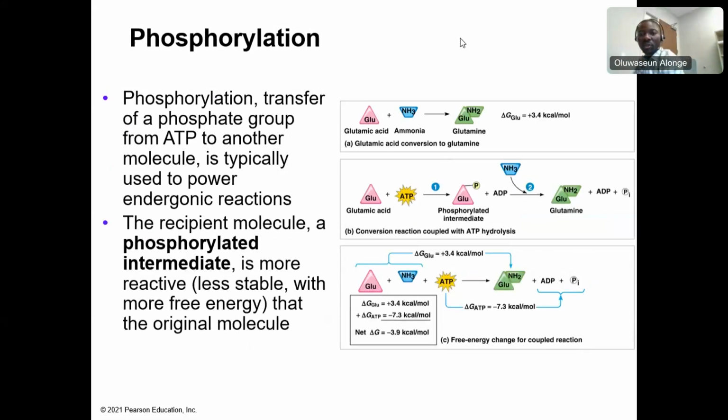Now, in essence, this is what we are talking about. So you see, I told you that the terminal phosphate released from the ATP is going to bind to a protein to catalyze a reaction, to cause a reaction to happen. So look at this reaction now.